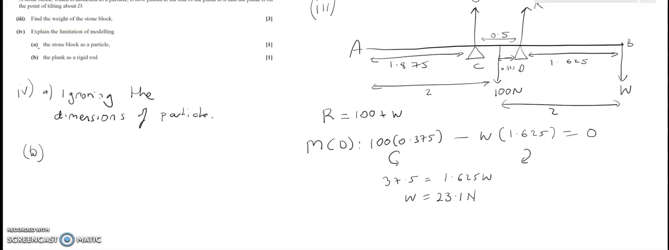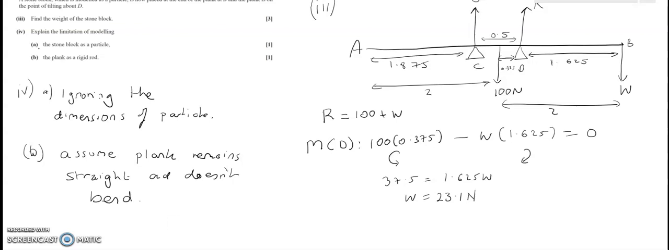And the plank as a rigid rod. So when we're modeling it as a rigid rod, we're assuming that the plank is a straight line and it does not bend. Assume plank remains straight, and doesn't bend.